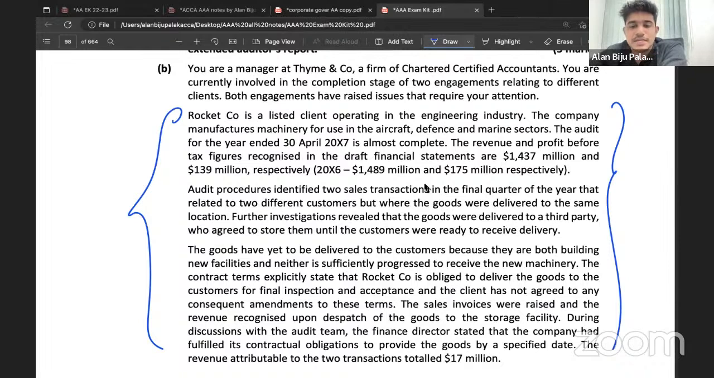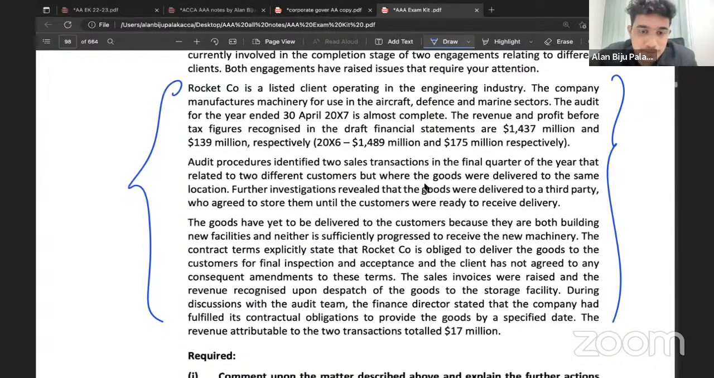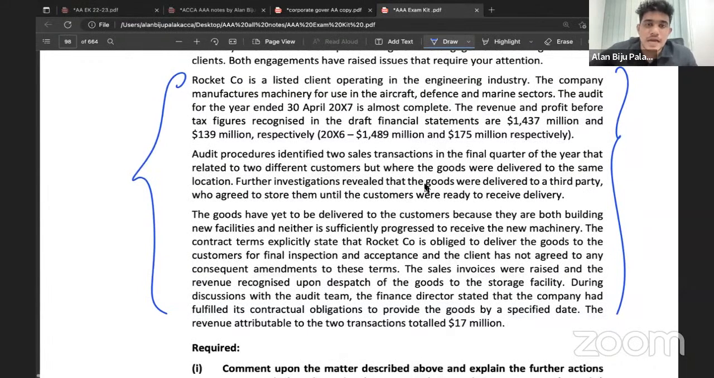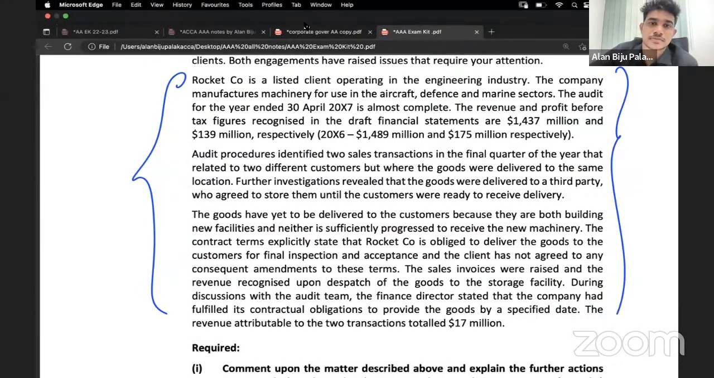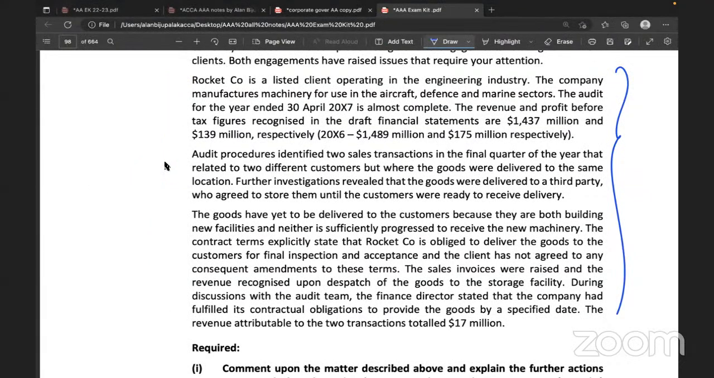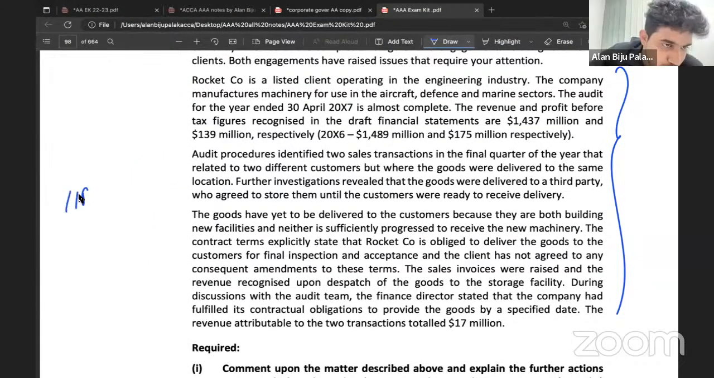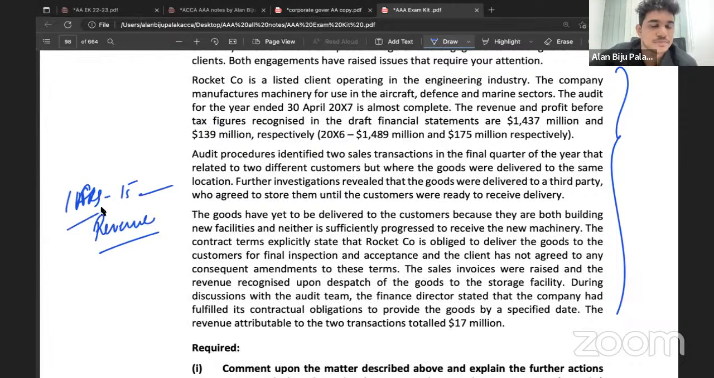The finance director, on the other hand, is stating that they have already satisfied the contractual obligations, due to which they have recognized the revenue of 17 million within their revenue. Okay, so this is what is mentioned in the scenario. Which is the applicable accounting standard here, which went wrong? It's IFRS 15 revenue, right? They have clearly mentioned that it's IFRS 15 revenue.